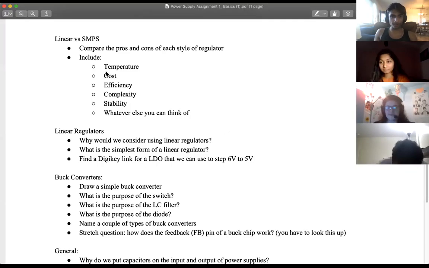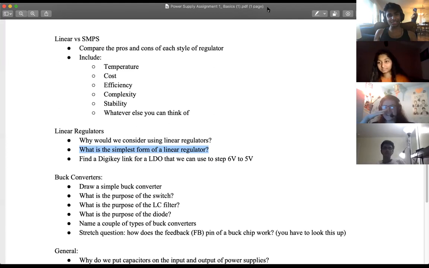Back to this. We kind of addressed this here. All right, Izzy, what's the simplest form of a linear regulator? Yeah, I didn't exactly know what this meant. I saw the picture drawn out, I even drew it out, but it was like they have the little thing and then the two capacitors, and that was it. So I wasn't sure if that's what that meant.